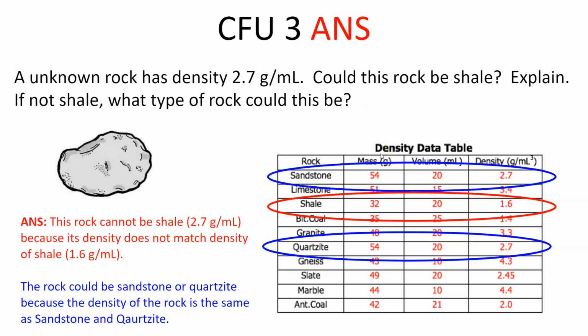This rock cannot be shale because the density of shale is 1.6 grams per milliliter, and the density of the rock is 2.7, so they don't match. However, it could be quartzite or sandstone because they have the same density, but we don't know for sure if it is quartzite or sandstone. We would have to test it further.